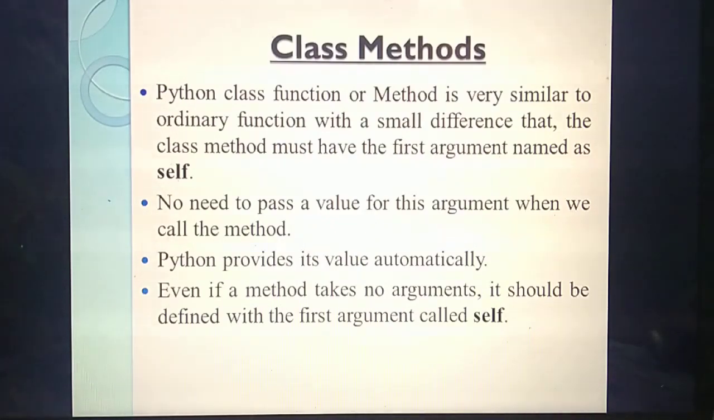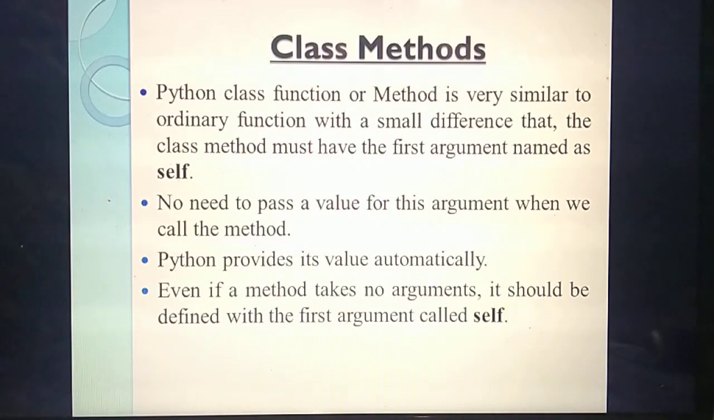Understand? So already you have studied that a function always starts with the keyword def. Def, then the function name, then the arguments inside. So what's the small difference inside the class? If you define any function inside the class, the function will always have the first argument called self. So what's the first argument name? Self.